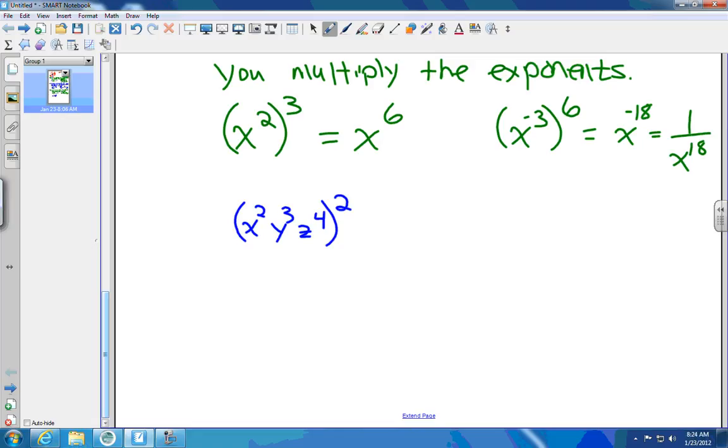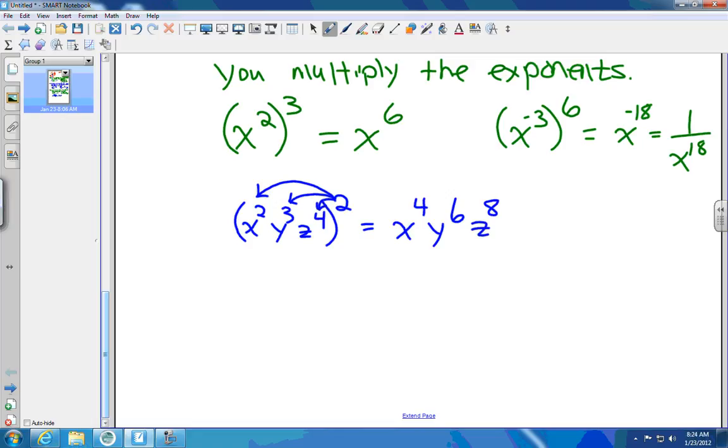So you have to square the x squared, you have to square the y to the third, and you have to square the z to the fourth. Whatever you have in parentheses has to be raised to this outside power. So let's do that real quick. We're going to raise x squared to the second power. What would we do with those exponents? Multiply. So that would give you x to the fourth, y to the sixth, and z to the eighth.